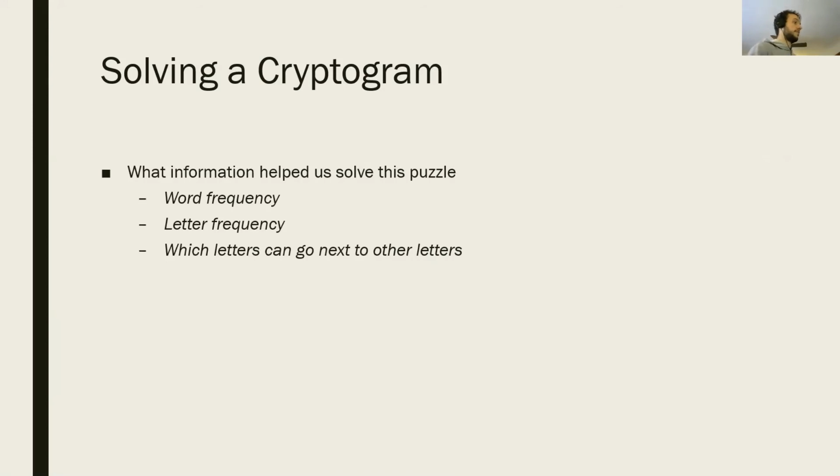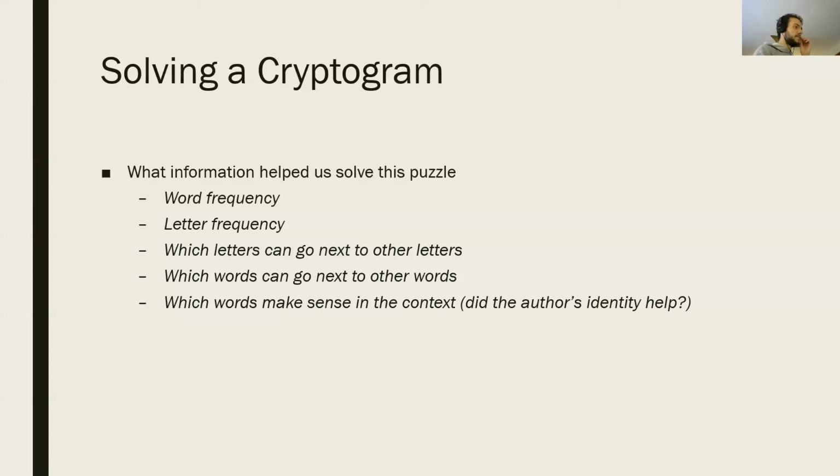And another helpful thing is which letters can go next to other letters. So we know that some letter combinations, maybe, I don't know, TX in English, are probably pretty rare, but something like TH would be very common. And we can make assumptions like that as well. We can make assumptions about which words go next to other words, "boys and girls," for example. That's another thing we can think about. And which words make sense in the context, and maybe even if the author's identity might help.